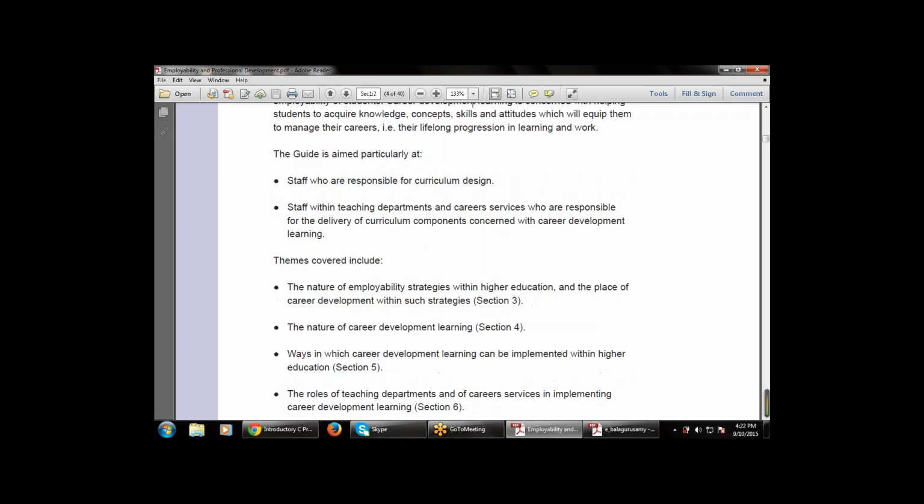So we have discussed the theory and the themes covered, which include the nature of employability strategies within higher education and the place of career development within those strategies. Next is the nature of career development learning, and what the main criteria are for developing it. Then the ways in which career development learning can be implemented within higher education, and the roles of the teaching department and the career services in implementing it.